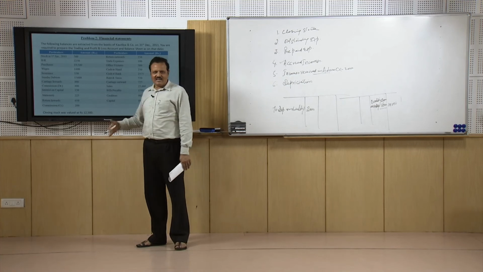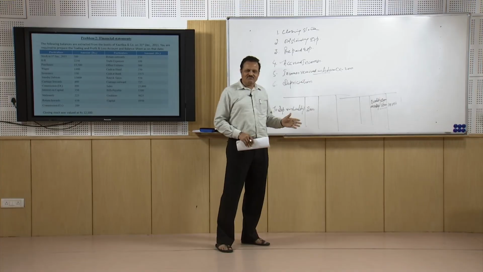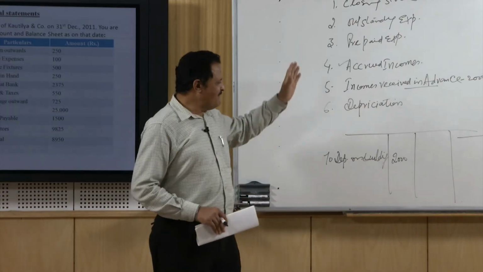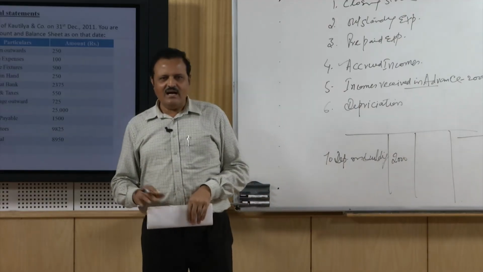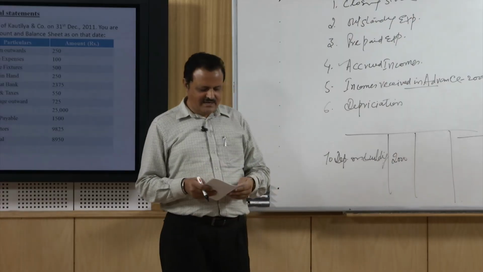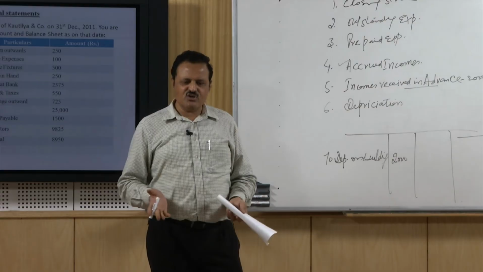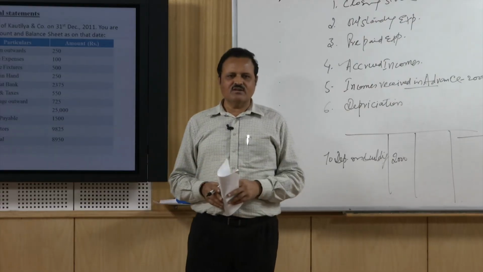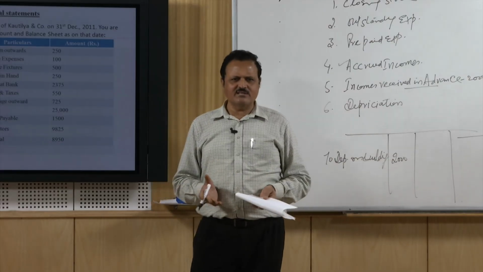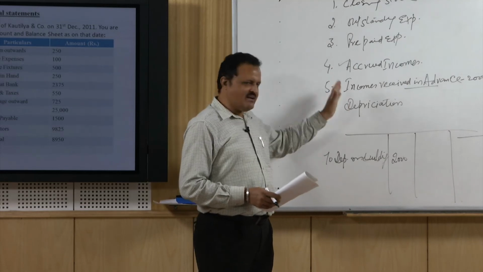So far we have discussed six items which come in the form of additional information and require adjustments, and there are many other items, about 15 to 20 in all. The remaining items, like bad debts, interest on capital, interest on drawings, provision for creditors, discount on debtors, and provision for discount on creditors, I will discuss one by one with you.